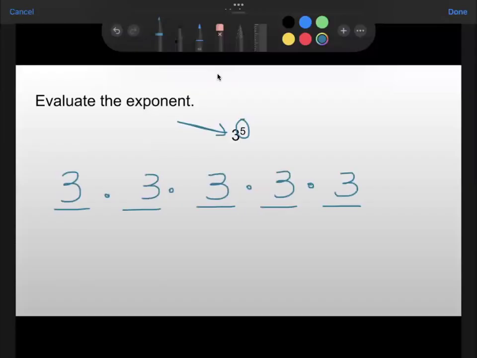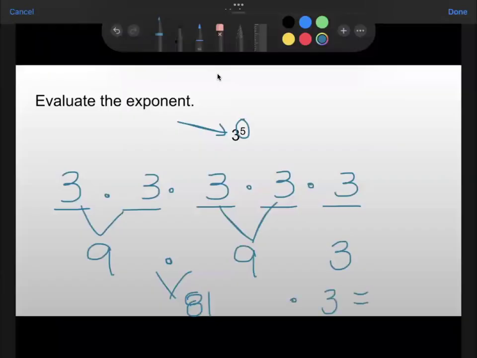Okay, now what I'm going to do is I'm going to do 2 factors at a time. So 3 times 3 is 9. 3 times 3 here is also 9. And then I'm just going to bring this 3 down because it didn't have another pair for me to multiply it with. Now 9 times 9 I know is 81. So now I just have to figure out what 81 times 3 is. And then I'll have my answer. So 1 times 3 is 3. And then 8 times 3 is 24. So this should be 243.